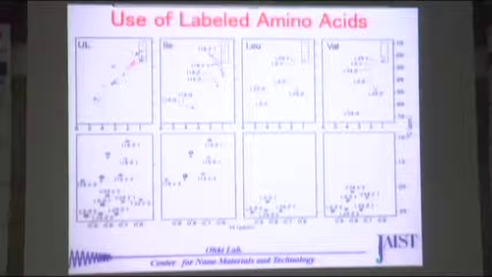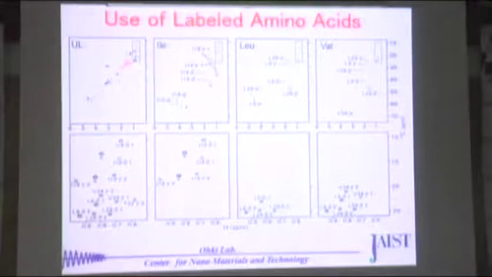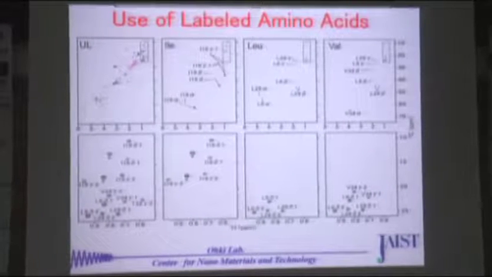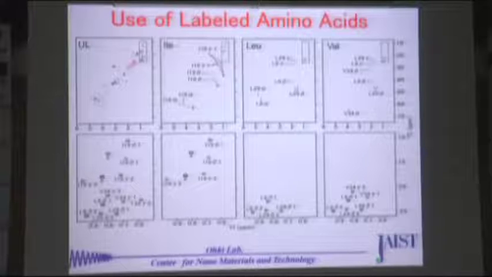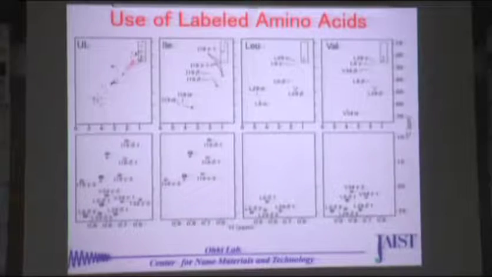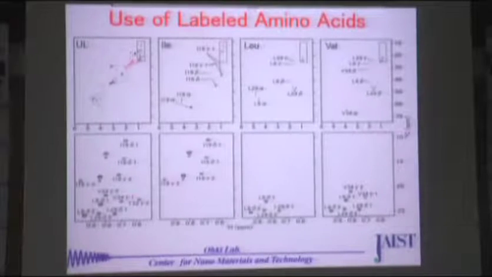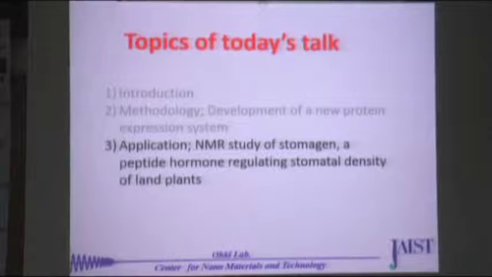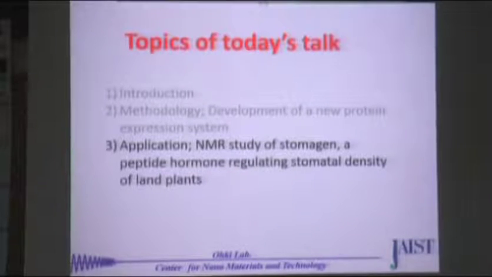We can produce amino acid type selectively labeled protein. The upper four panels indicate proton and carbon-13 HSQC spectra, and these bottom four spectra are the same. And I realized some students are working on this system, so I switched these topics to the next protein. Okay.